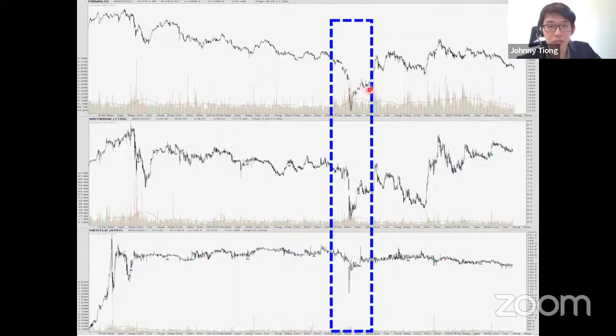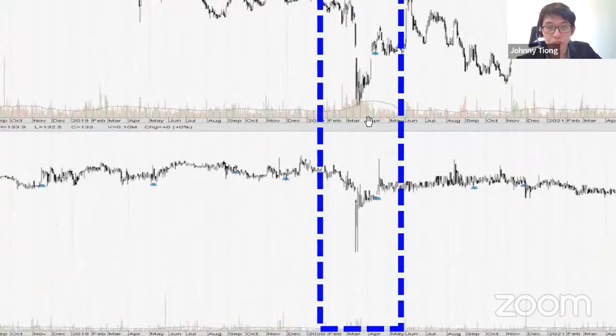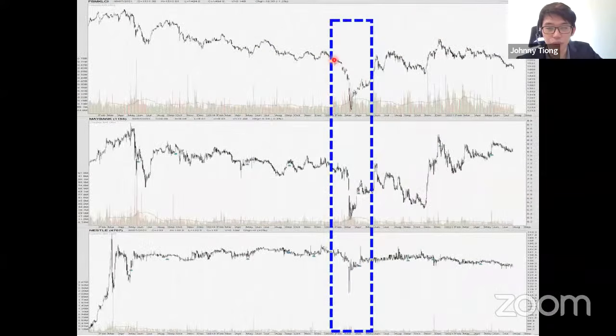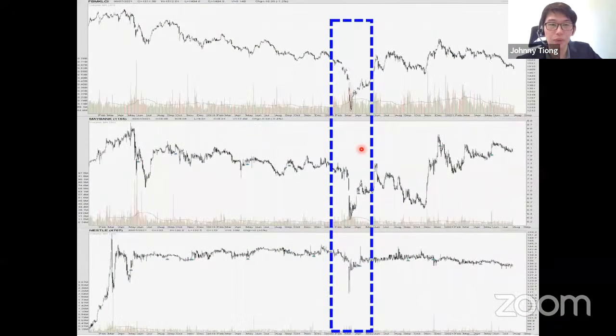Okay, so if we look at this area here, in March 2020, because of COVID affecting the whole world, all the stocks fell down. But after it fell down, it picked up the momentum to go up again. Remember, whatever falls down will go up. Whatever goes down will go up. So COVID is a good opportunity for us.